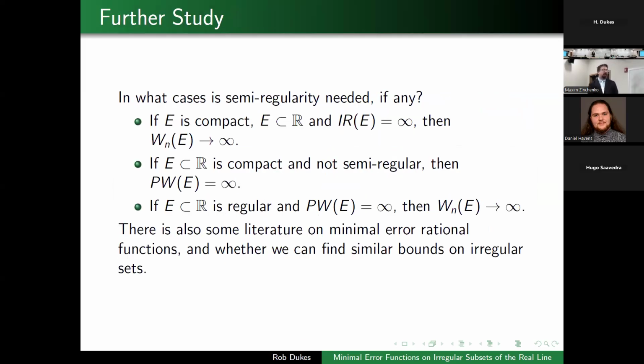So what's left to do? Well, like I said, one of my main questions is, when do we need this semi-regularity, or do we need it? Would it be possible to show these bounds exist for all irregular sets, or some similar amount?